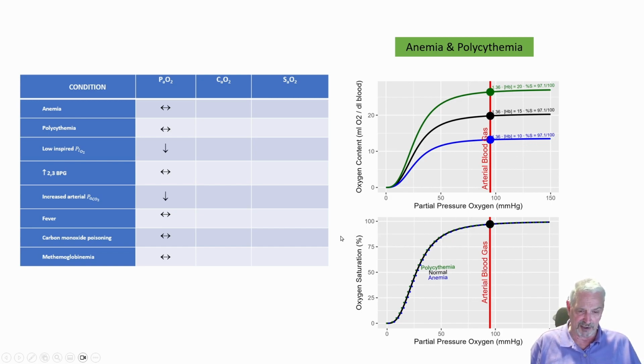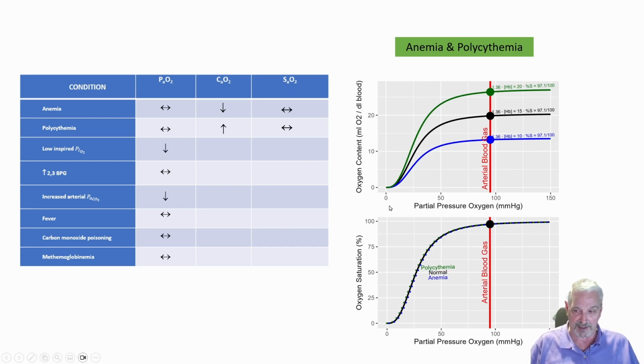And so when you plot saturation as a function of partial pressure, we see that anemia, polycythemia, and the normal curve all lie essentially on top of each other, and they all have essentially the same 97 or 98% saturation. So although content goes up in polycythemia and down in anemia, there's relatively little change in saturation with either anemia or polycythemia.